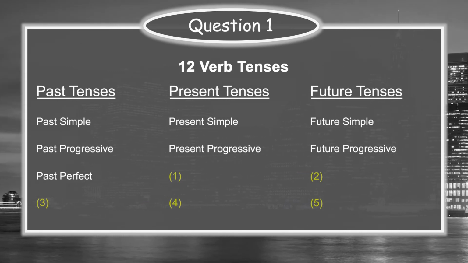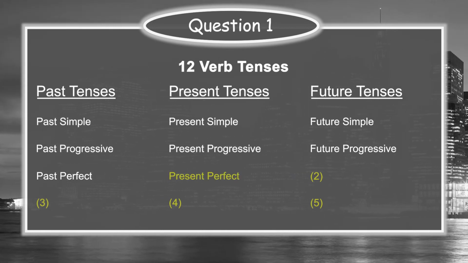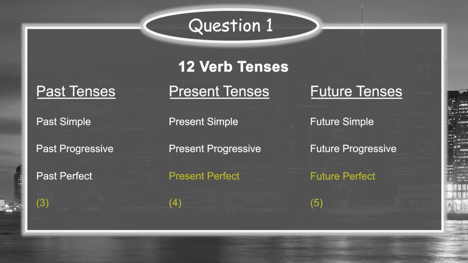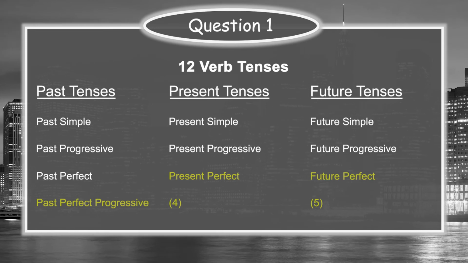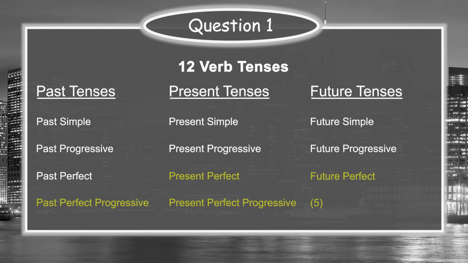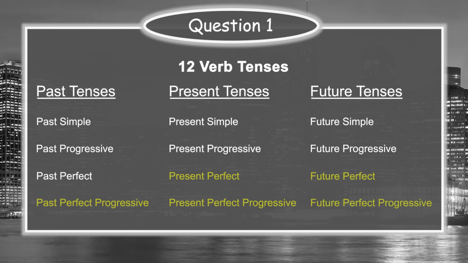The answers are: 1. Present perfect. 2. Future perfect. 3. Past perfect progressive or continuous. 4. Present perfect progressive or continuous. 5. Future perfect progressive or continuous.